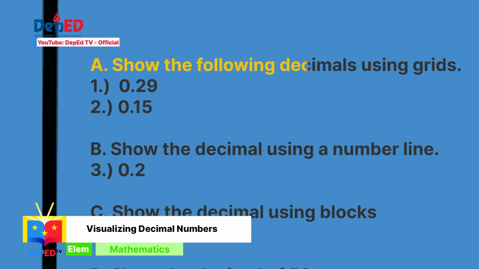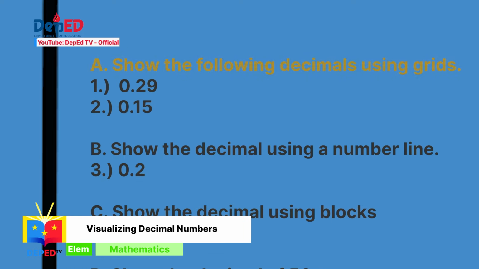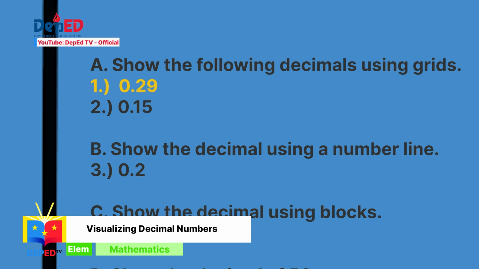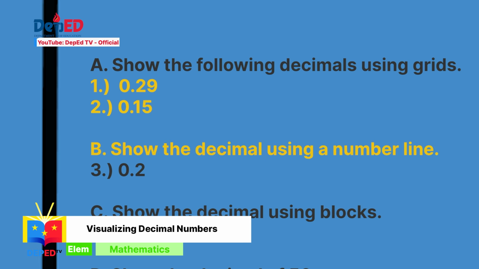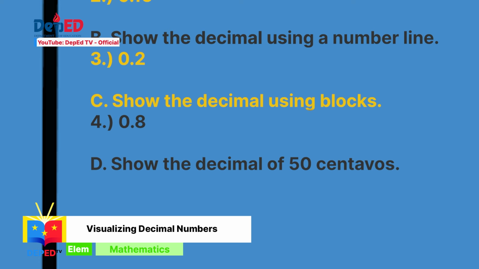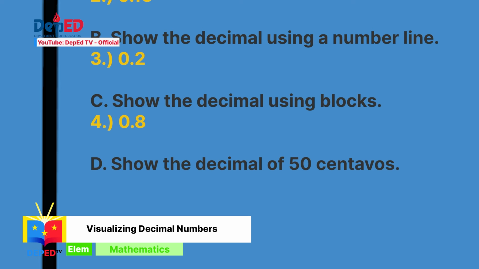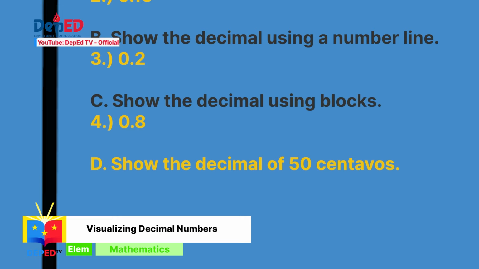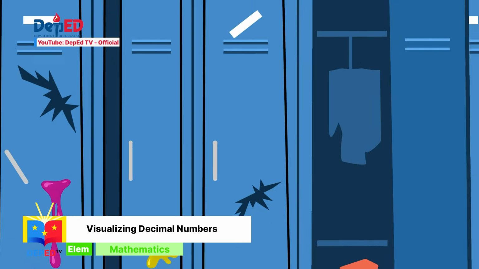Letter A. Show the following decimals using grids. Number 1, 29 hundredths. Number 2, 15 hundredths. Letter B. Show the decimal using a number line. Number 3, 2 tenths. Letter C. Show the decimal using blocks. Number 4, 8 tenths. Letter D. Show 50 centavos in decimal form.